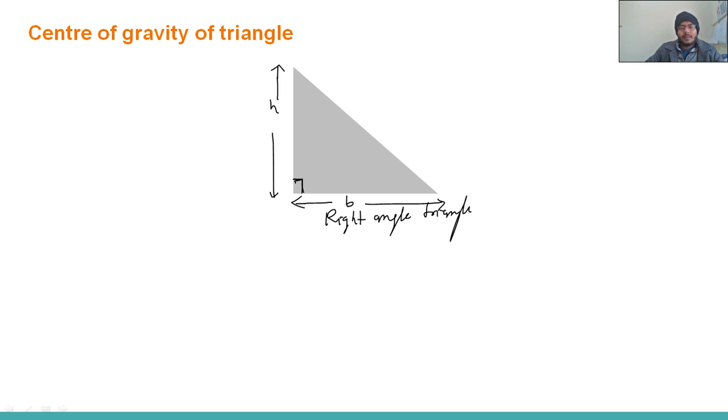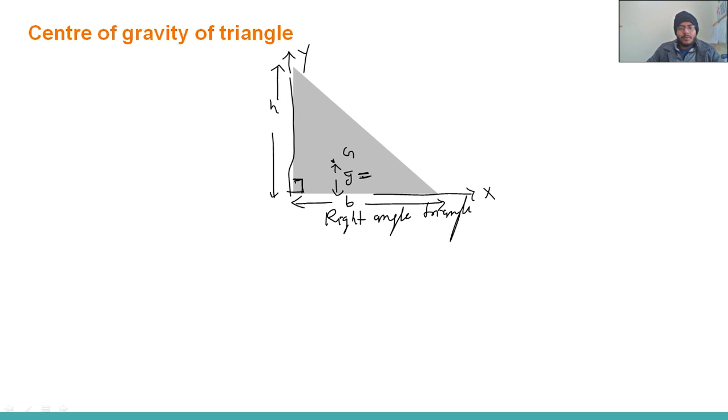In the previous lecture, I told you suppose G is the center of gravity. This will be the y bar. Suppose this is the y-axis, this side, and this side is the x-axis. So y bar will be equal to h by 3. We will see how it becomes h by 3.